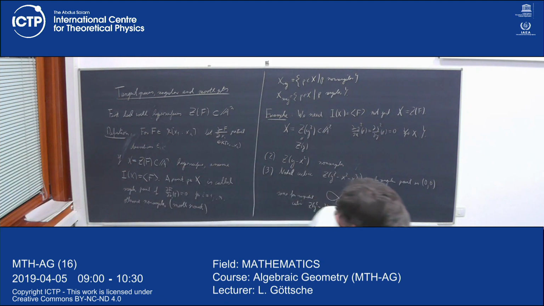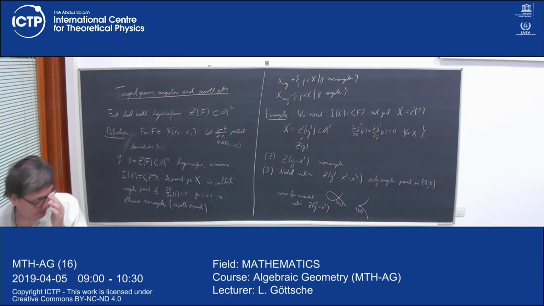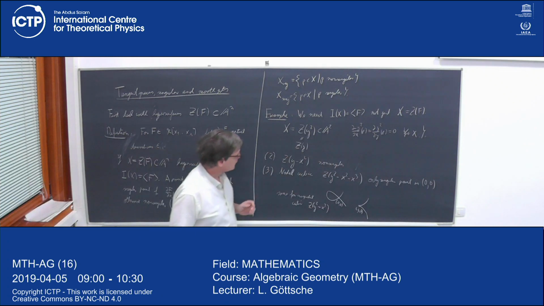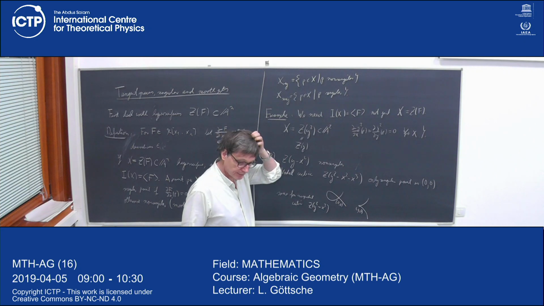So this is all quite elementary. Now let's look at this. In these examples we see that in this case there's at most one singular point, but at least on such a curve we have only finitely many singular points.